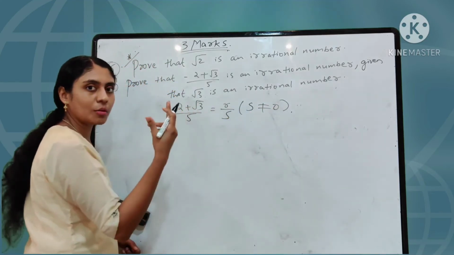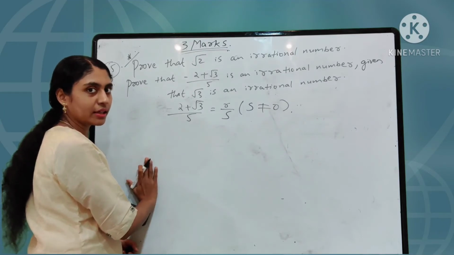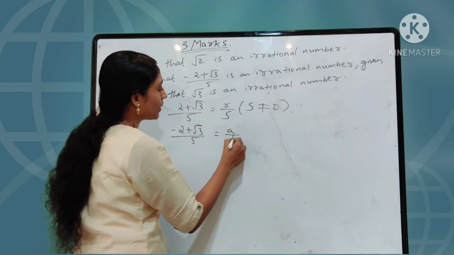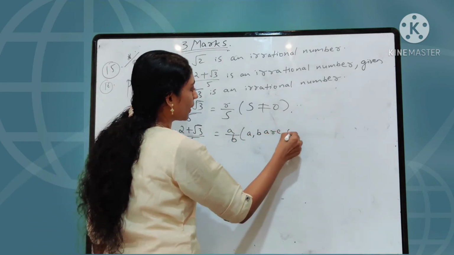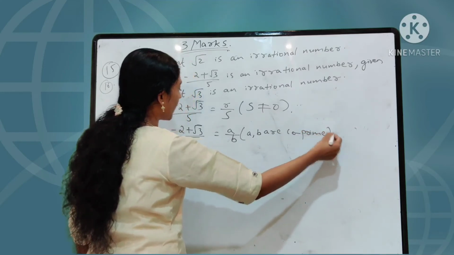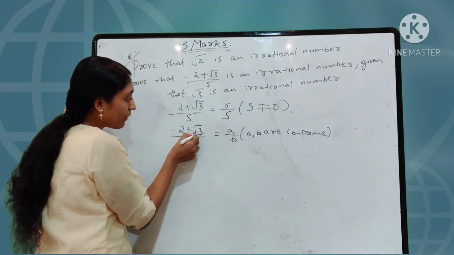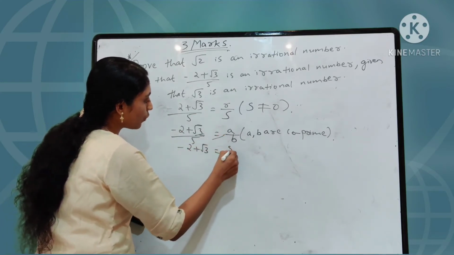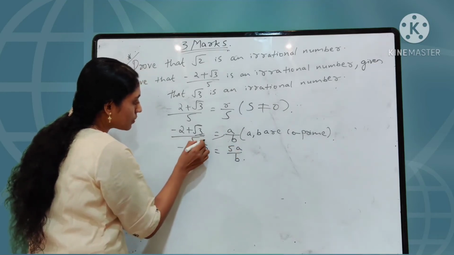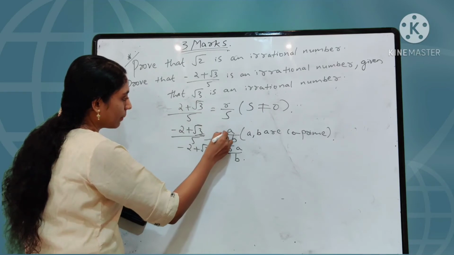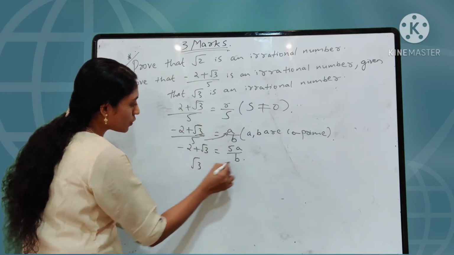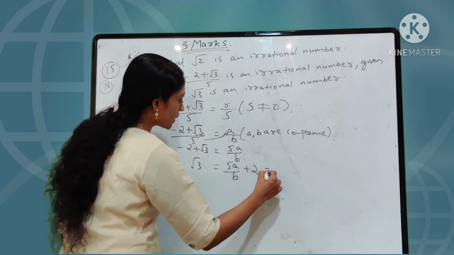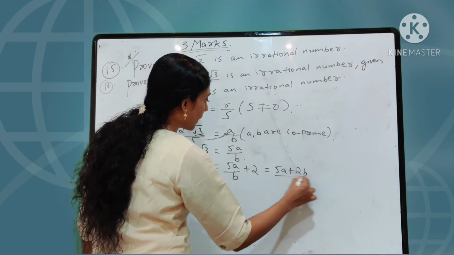Suppose r and s have a common factor other than 1, then by dividing with that common factor we get (-2 + root 3)/5 is equal to a/b, where a and b are coprime. Now from here we have to find the value of root 3, right friends? So -2 + root 3 is equal to, cross multiplying, 5a/b, moving 5 to this side. Now root 3 is equal to 5a/b, and -2 moving to the other side becomes +2, which is equal to (5a + 2b)/b.